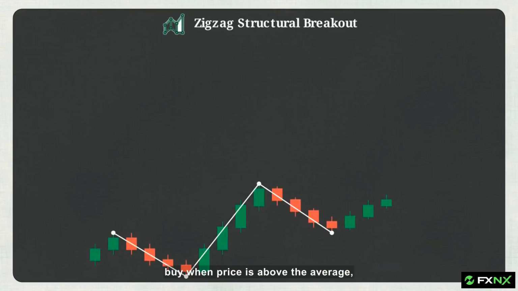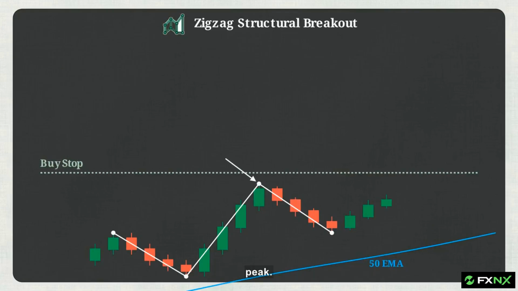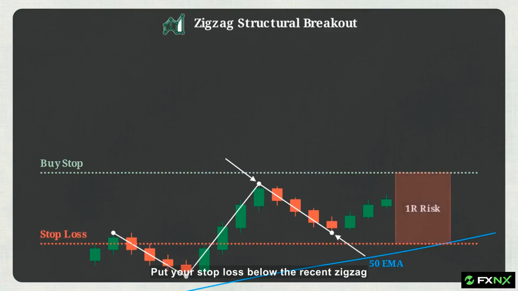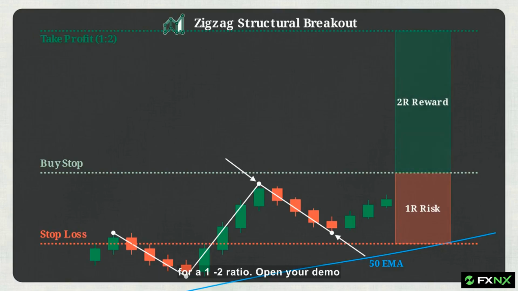Combining zigzag with a 50 EMA, we only buy when price is above the average. Place a buy stop above the last confirmed peak. Put your stop loss below the recent zigzag low. Set your target twice that distance for a 1-to-2 ratio.